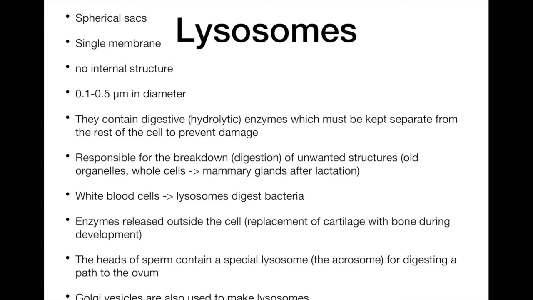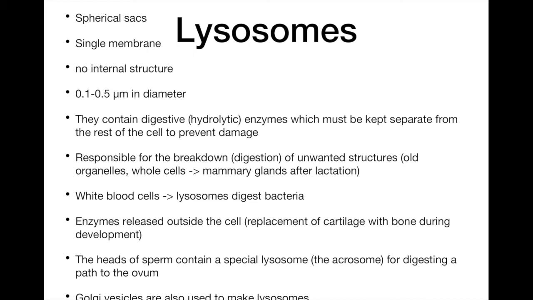Okay, also in white blood cells, lysosomes are used to digest bacteria. Enzymes are sometimes released outside the cell, for example, in the replacement of cartilage with bone during development. The heads of sperm contain a special lysosome, the acrosome, for digesting a path to the ovum.